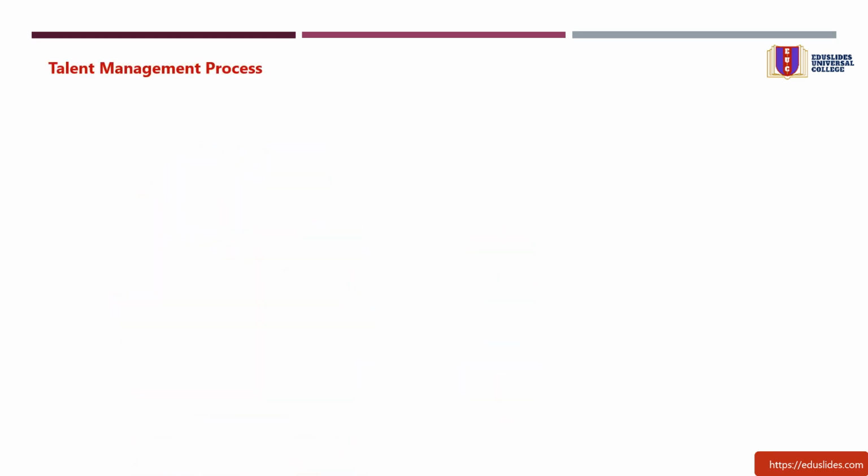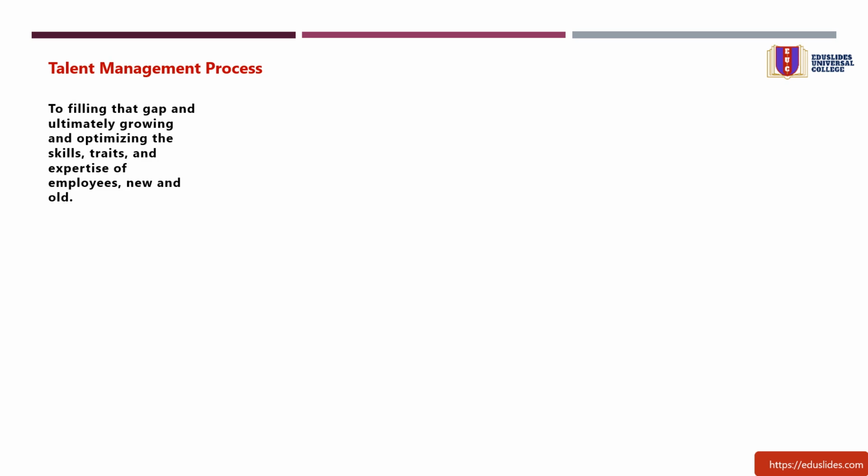Talent management process. While often cyclical rather than a generic linear progression of events, the process of talent management could be considered to begin with acknowledging the need for talent and leads to filling that gap and ultimately growing and optimizing the skills, traits, and expertise of employees, new and old. The following image depicts the key points of the talent management process. Let's get into these key steps in the process of managing talent effectively.